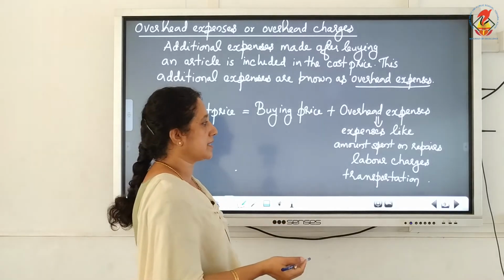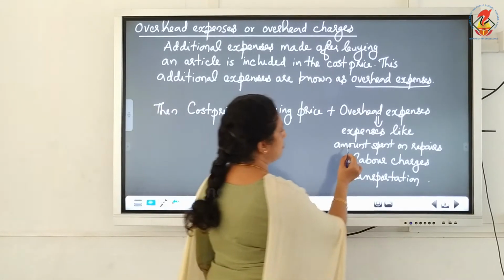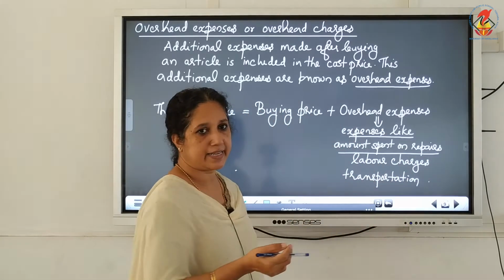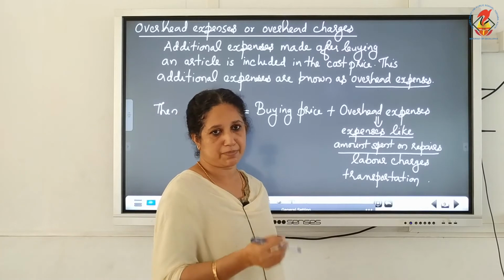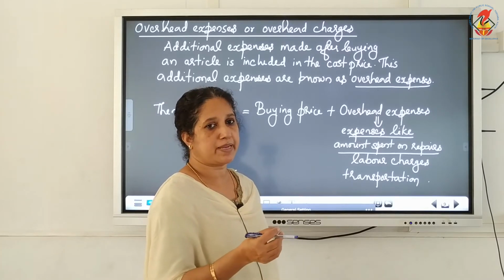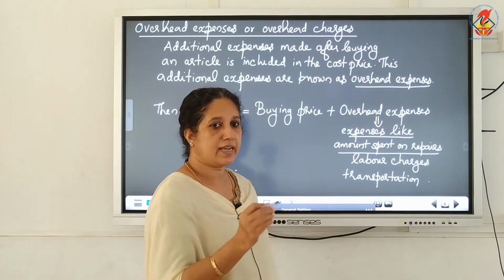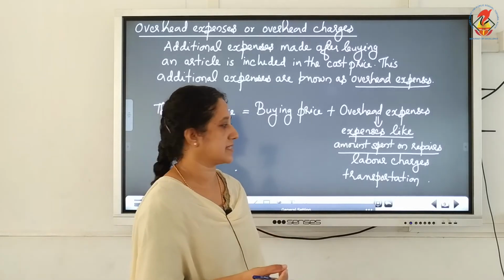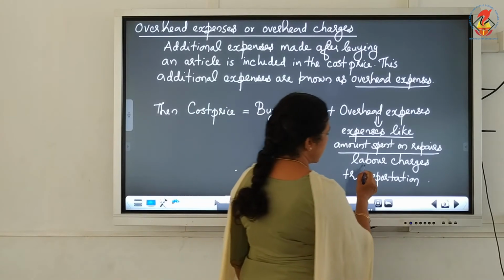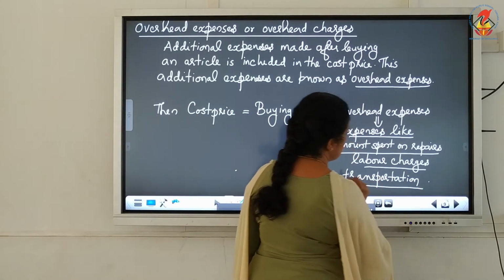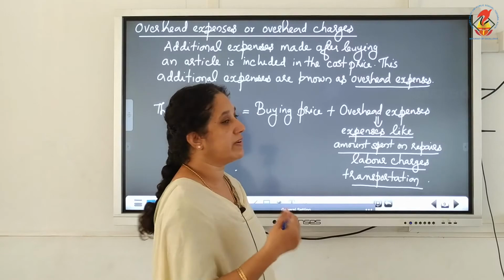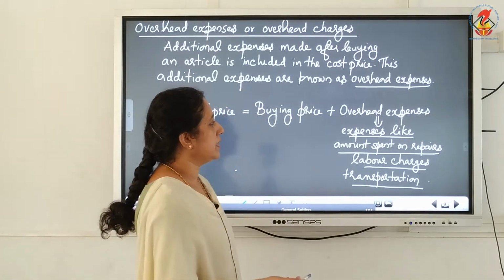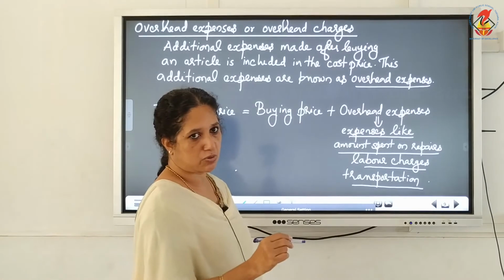Overhead expenses means expenses like the amount spent on repairs. Sometimes after buying the item, we have to make some repairs, so we have to spend money for that. That amount is known as the overhead expenses. Then labor charges, transportation charges, all these expenses will come under overhead expenses or overhead charges. So we have to include those expenses also.